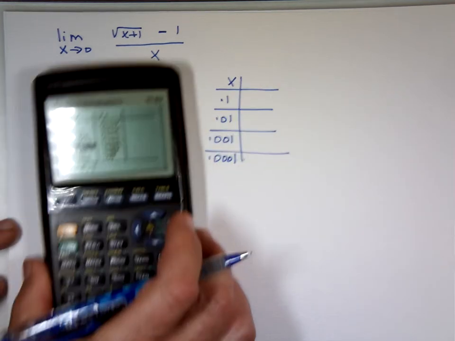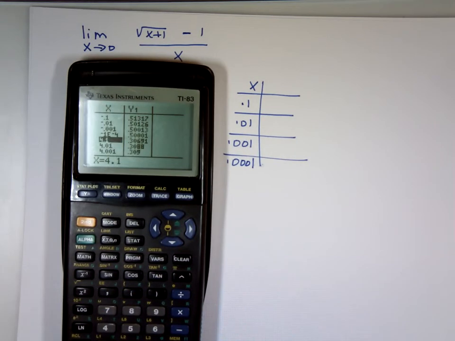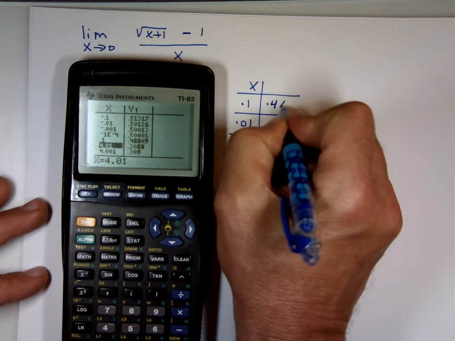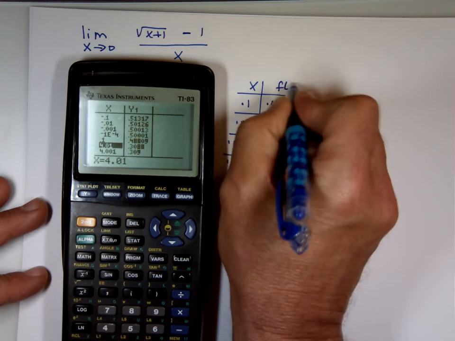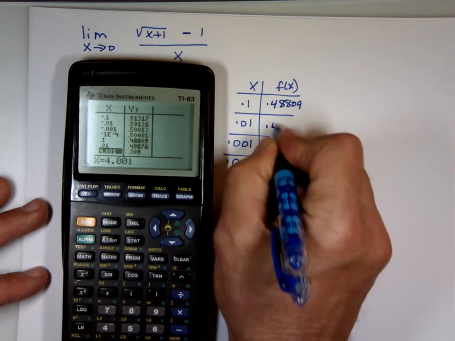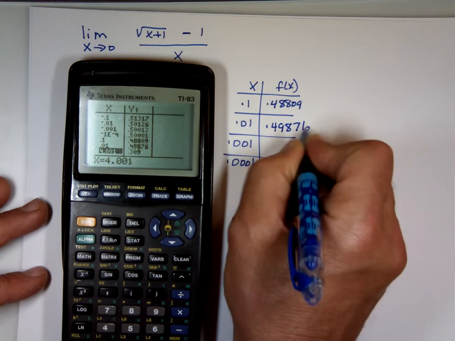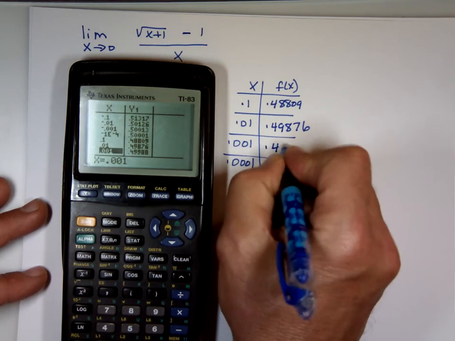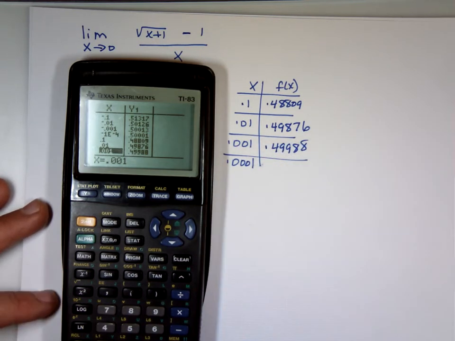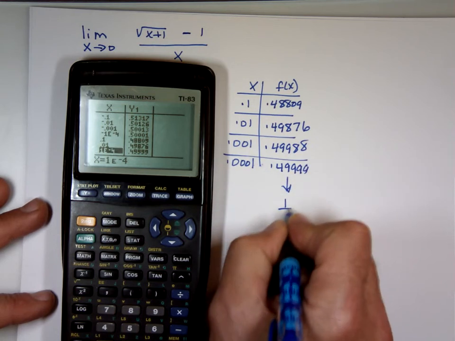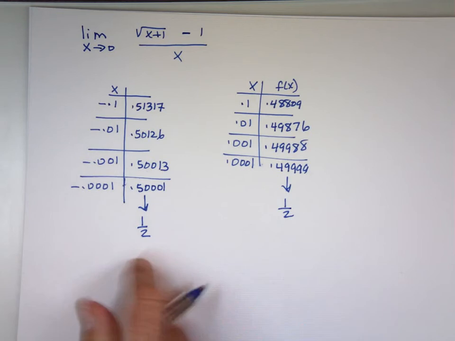Can you still see it? Try the 0.1. 0.48809. 0.01. 0.49876. 0.001. 0.49988. 0.0001. 0.49999. Where is that number going? To 1/2. So from both sides going to 1/2. My limit is approaching 1/2.